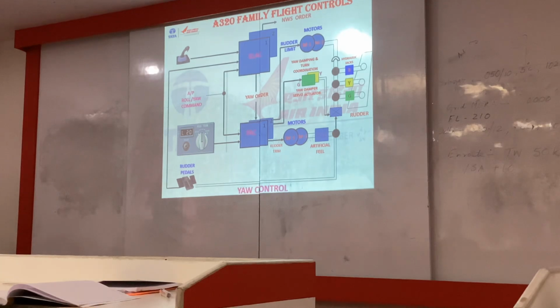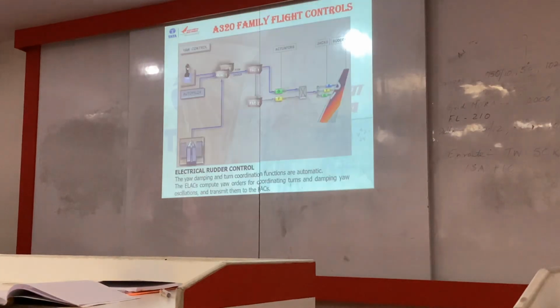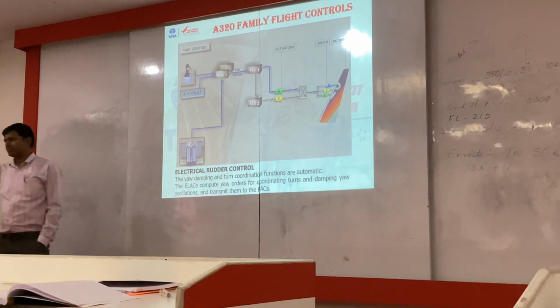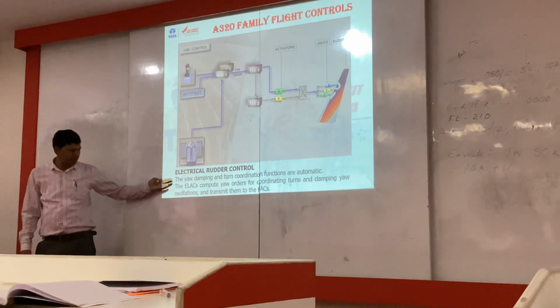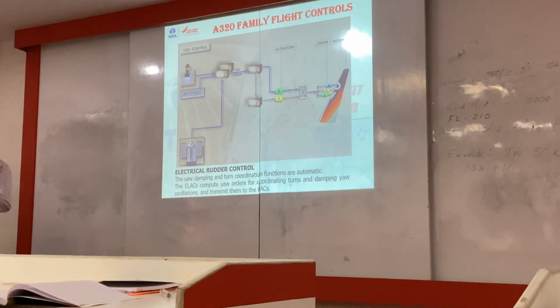Yaw control. So what are the computers controlling the yaw? FAC. That's some of the information FAC gives to the ELAC also. So basically FAC, and only one is active. The yaw damping and turn coordination functions are automatic. The ELACs compute yaw orders for coordinating turns and damping oscillation and transmit them to the FAC. The ELAC is computing, but it is giving it to the FAC, and the FAC is actually controlling.